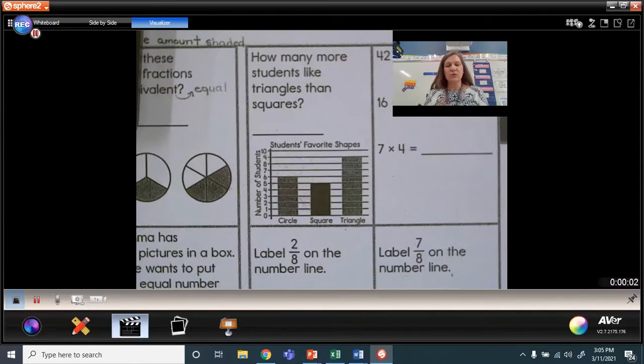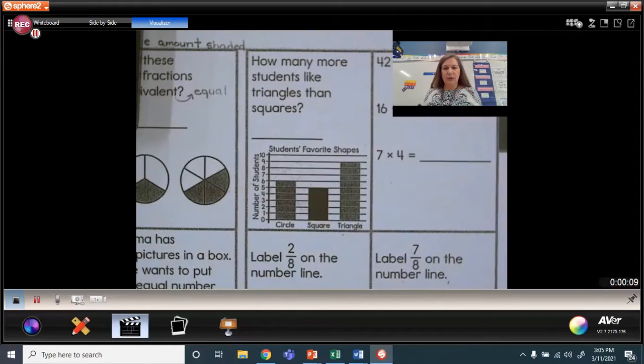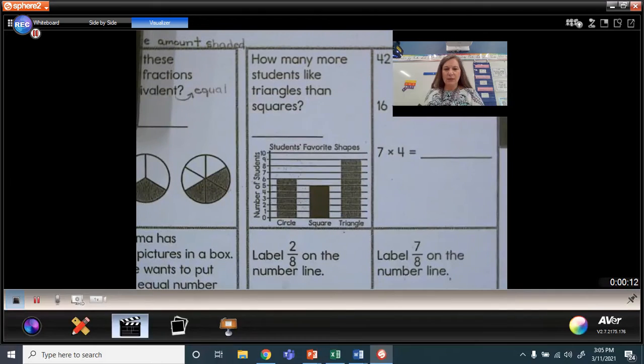Okay, guys, I'm going to try this one more time. So let's take a look at your DMA for day 4. And I want to look at the first problem. And if you notice, this is a bar diagram.